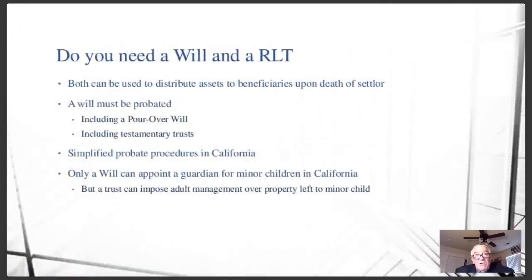So do you need a will along with your revocable living trust? There are some things that a revocable living trust can't do. Both the revocable living trust and the will can distribute assets to the beneficiary upon the death of the settlor. But a will must be probated, and that includes a probate will or a pour-over will, which simply takes whatever's left in the estate and pours it into the trust. That still has to go through probate.